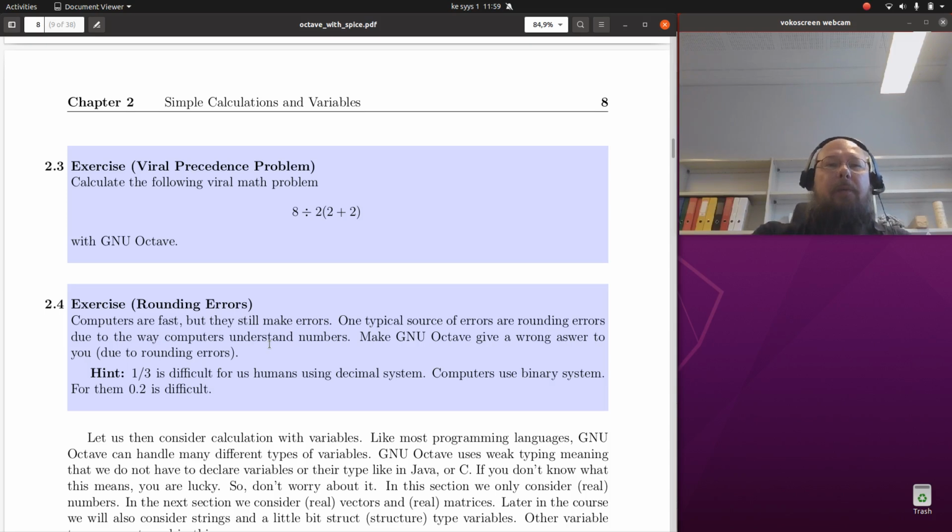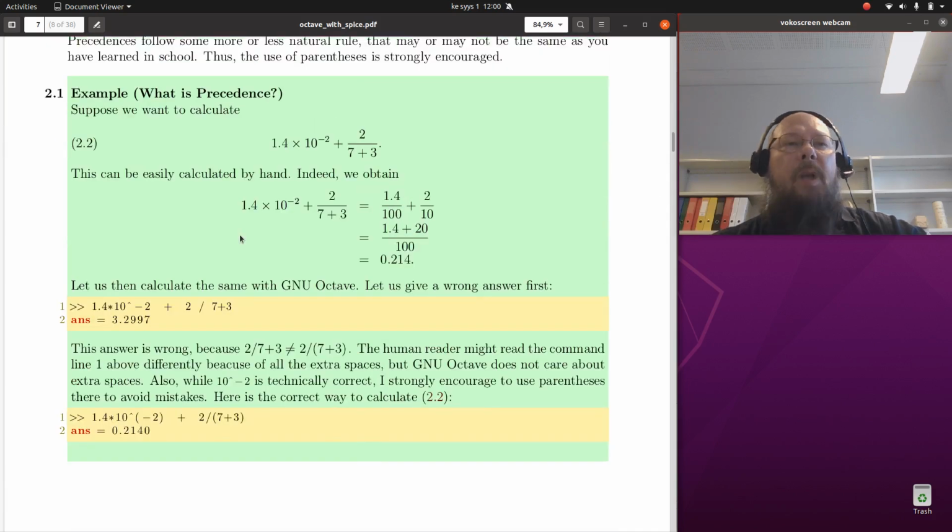So you have to calculate the following with GNU Octave. So 8, and apparently this kind of funny sign is a division sign in British and American systems. In Finland we certainly don't use a symbol like this, as far as I know. So 8 divided by 2, and then parentheses 2 plus 2. So this is an exercise for you. You have to just calculate this. Somehow this is related to example 2.1.